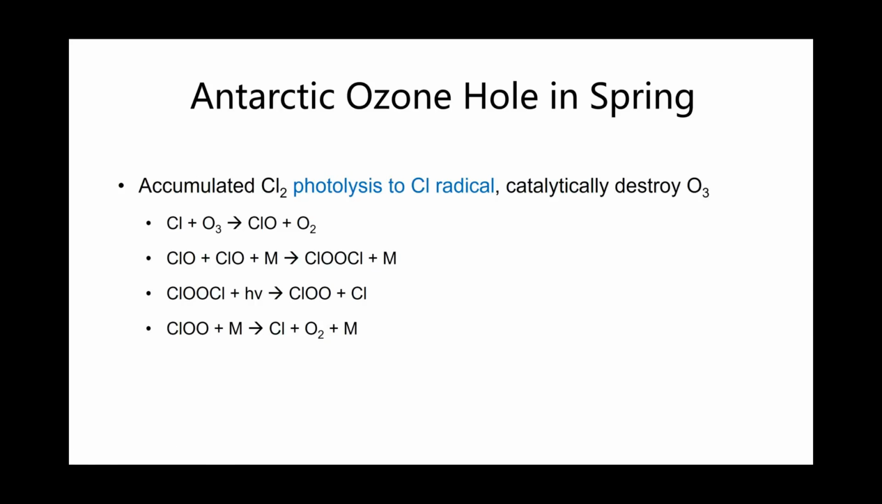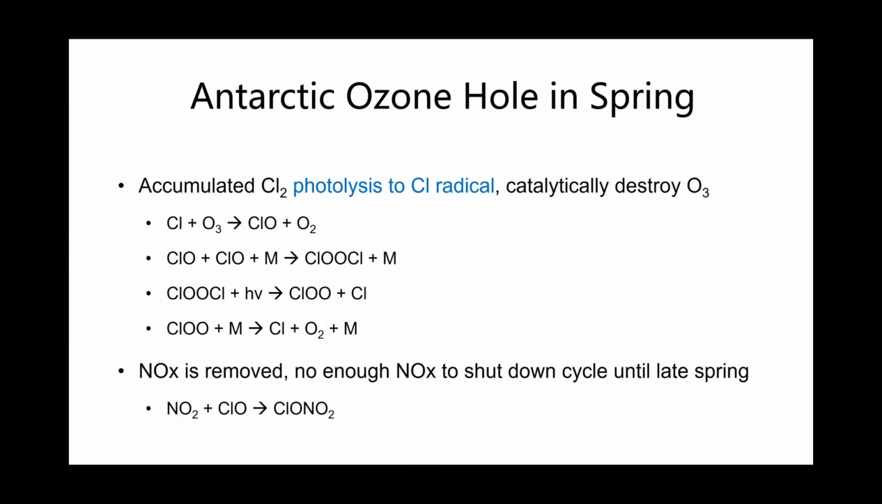When the spring comes, the accumulated chlorine photolyzes to form chlorine radicals, which start to catalytically destroy ozone and initiate the formation of the ozone hole. Also, since most of the NOx is removed from the stratosphere, this process is not weakened by radical reactions with NOx until later spring. After that time, NOx transported in shuts down the cycle, turns the chlorine radicals back to reservoir species, and stops the growth of the ozone hole.